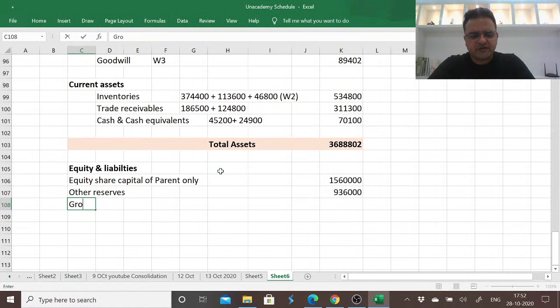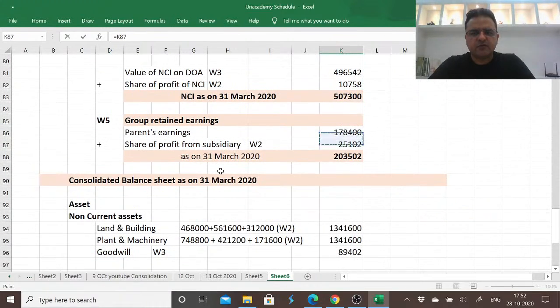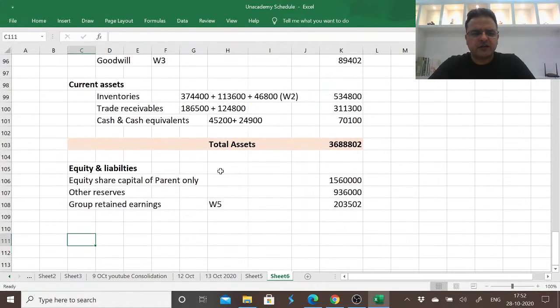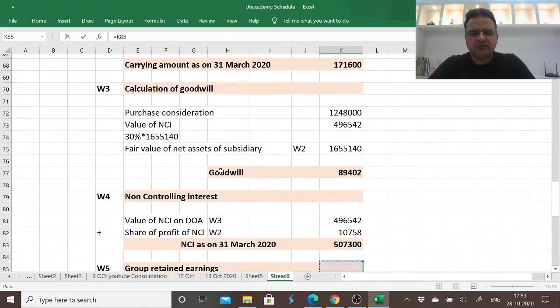Then there is group retained earnings. Group retained earnings we get from working note number 5, where the retained earnings position is 203,502. Then we need non-controlling interest. Non-controlling interest is from working note number 4, the NCI valuation of 507,300.